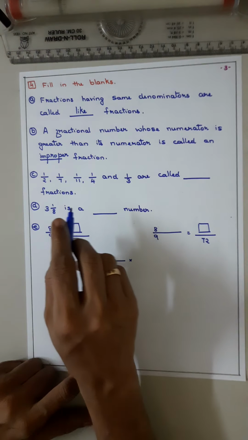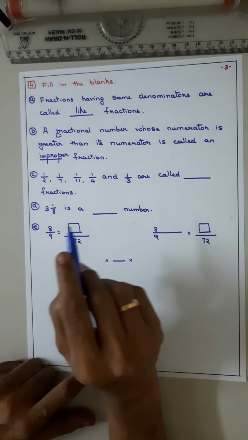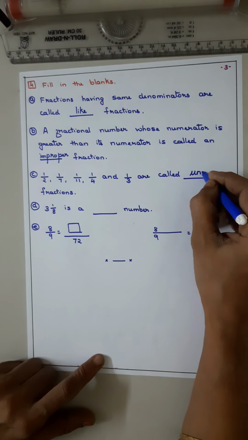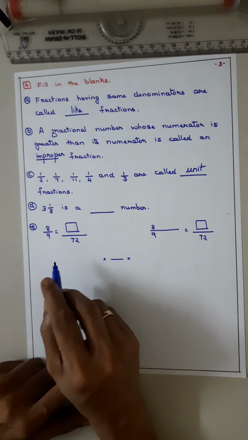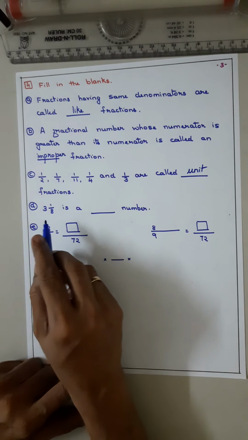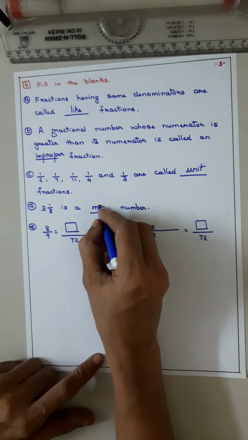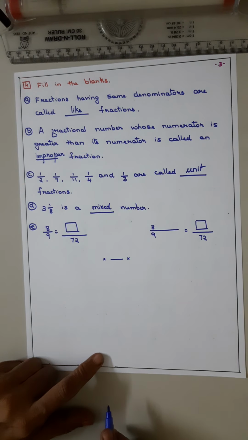Now 1 by 2, 1 by 7, 1 by 11, 1 by 4, 1 by 3. The numerator is 1. What will you call them? Unit fractions. Now 2 1/8, 3 1/8. Which type of number is it? It is a mixed number, a whole number and a proper fraction. So it is a mixed number.